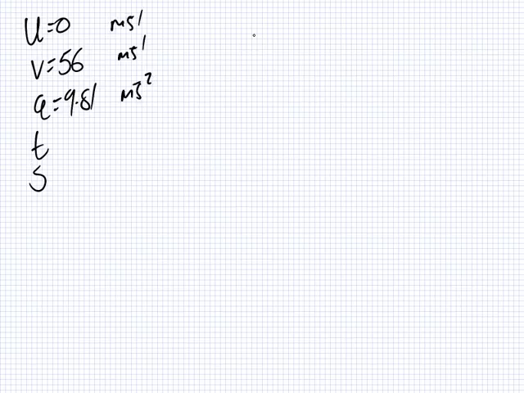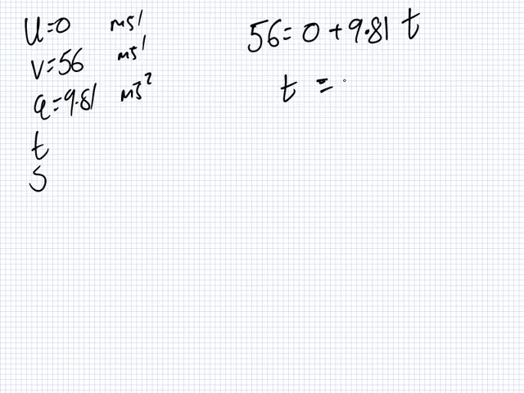U is 0, V is 56, A is 9.81, T is what I want. What formula could I use? V equals U plus AT. Yeah. So what did you get for T? 5. Not bad. We'll go with that. Seconds.